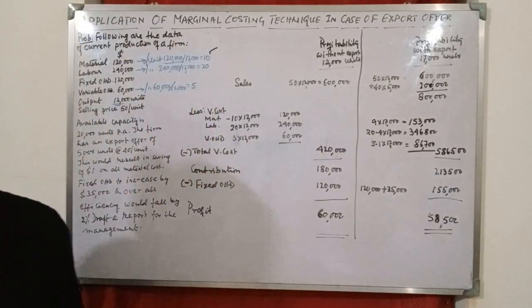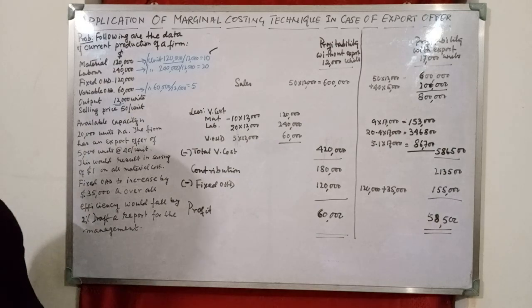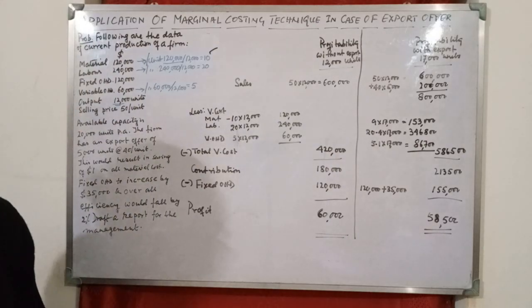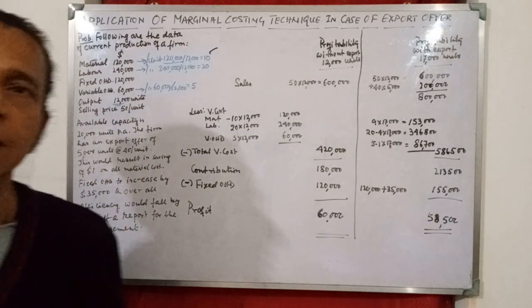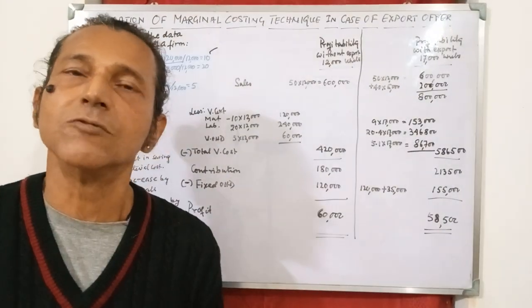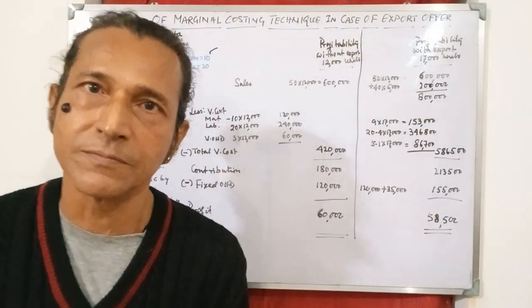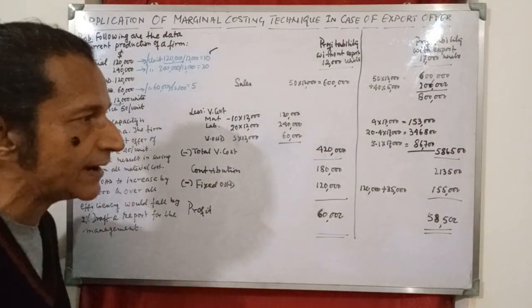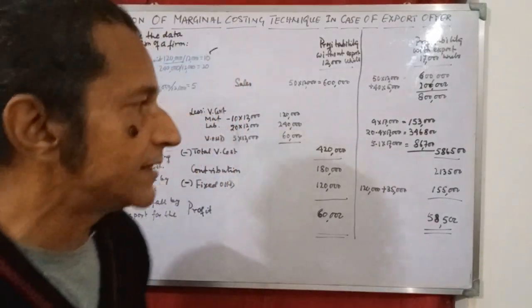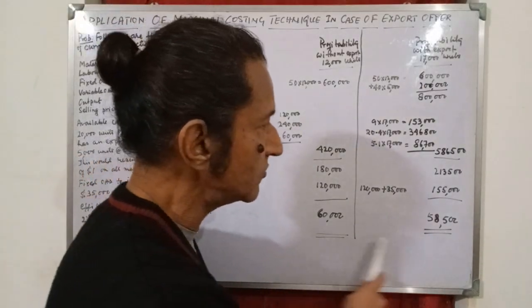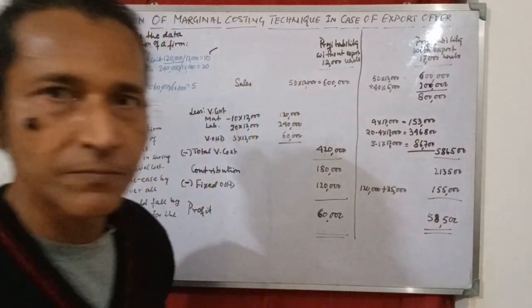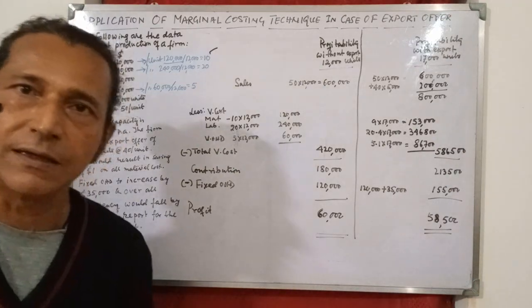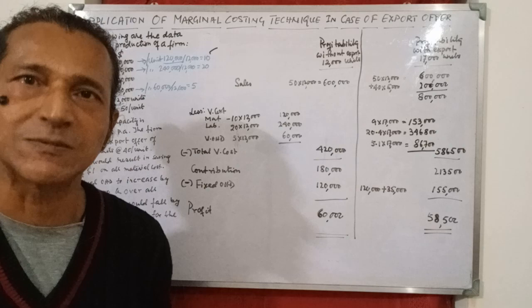So you can see the present profit level of the firm is more than the profit the firm could have earned if the firm would have accepted the export order. Okay, without export order the profit is 60,000, and if the export order is accepted then the total profit falls from 60,000 to 58,500. That means total profit of the firm is decreasing if the firm accepts the export order.